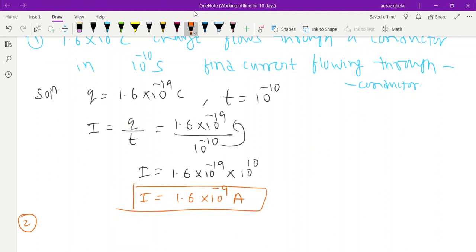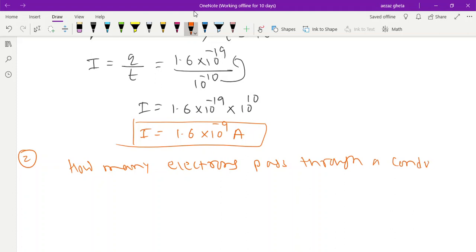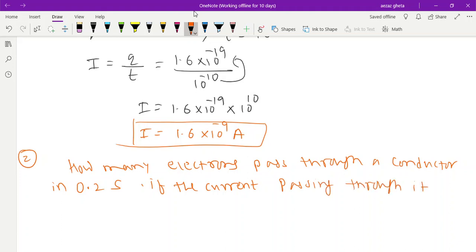Let us go for the second question. What is that second question? Let's see. How many electrons pass through a conductor in 0.2 second if the current passing through it is 0.5 ampere? So try.